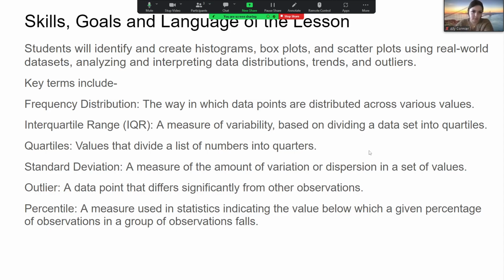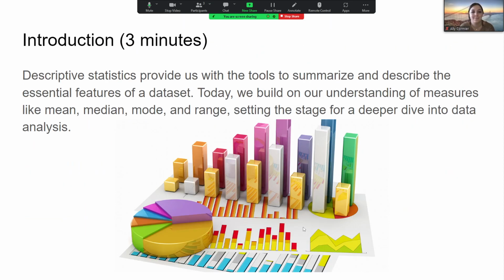I'll get more into what all of that means later. Standard deviation, a measurement of the amount of variation or dispersion in a set of values. An outlier is a data point that differs significantly from the others that have been observed. And a percentile is a measure used in statistics indicating the value below which a given percentage of observations in a group of observations falls. Again, these are a lot of big words, which I will be getting more into in just a sec.